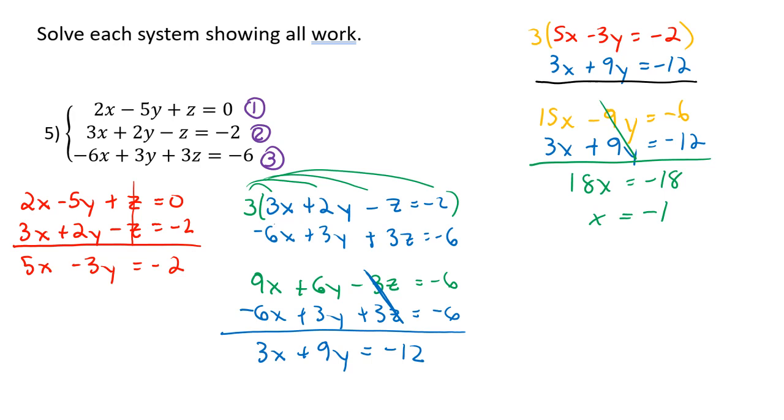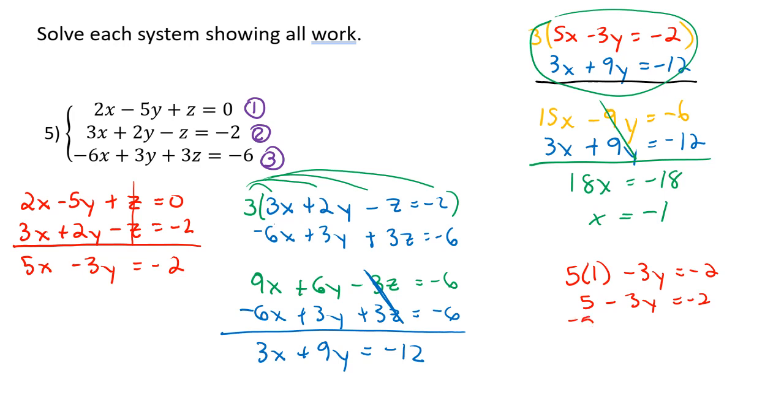Now that I know what x is, I can go back to one of the equations up here, plug in to find y. So I'm going to do that to the red equation. So I have 5 times 1 minus 3y equals negative 2. So 5 minus 3y equals negative 2. I'm going to go ahead and minus the 5 over, so I get negative 7. So I have negative 3y. Going to divide both sides by negative 3, is going to give me positive 7 over 3.